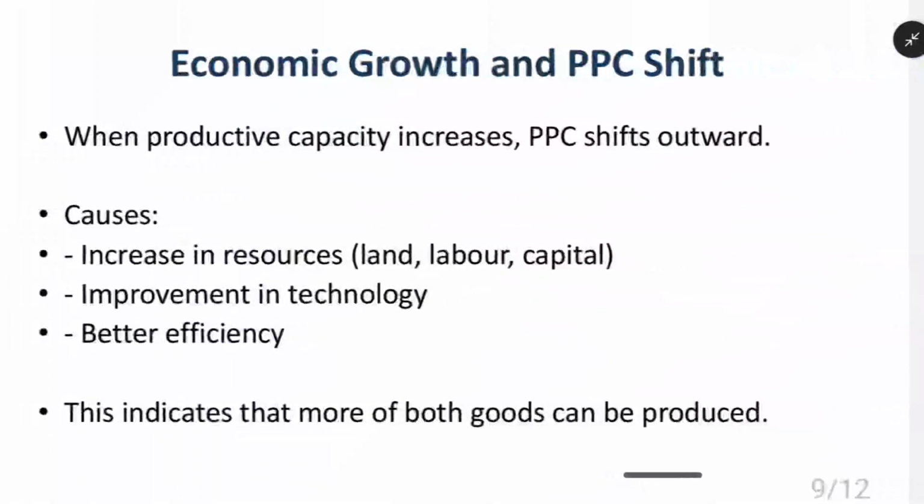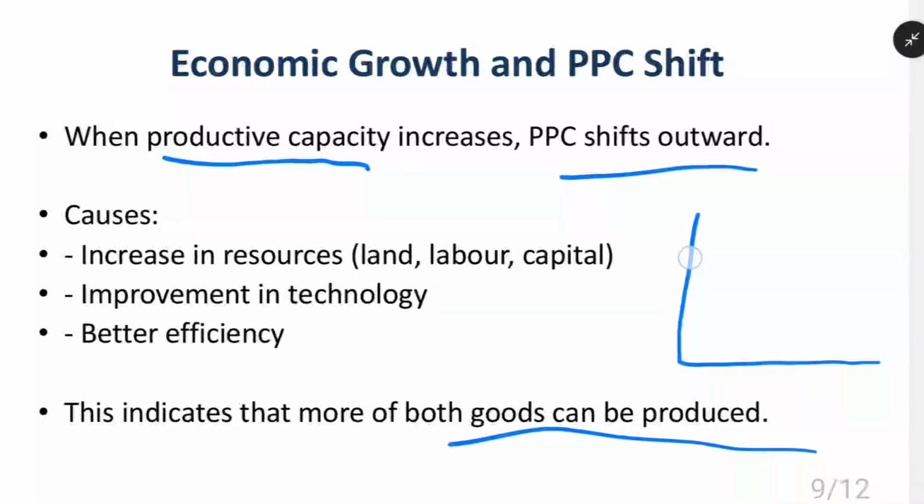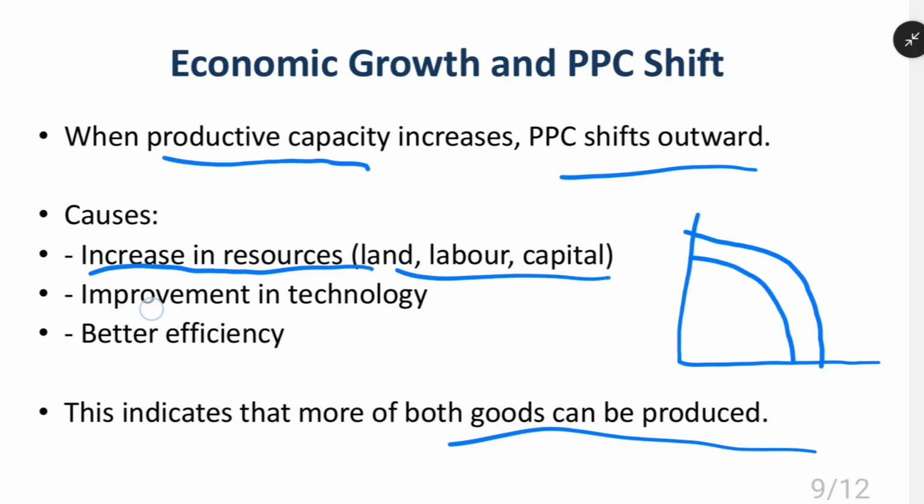Moving to the next slide, economic growth and PPC shift. When productive capacity increases, the PPC shifts outward. Causes include increases in resources, improvement in technology, and better efficiency. This indicates that more of both goods can be produced. Like if the PPC is here, then the PPC can shift here if productive capacity increases. So what are the causes behind the increase of productive capacity? Increase in resources, that is land, labor and capital, improvement in technology and better efficiency. These are a few causes for which the productive capacity increases and the PPC shifts outward.